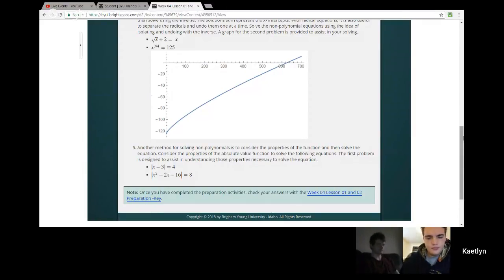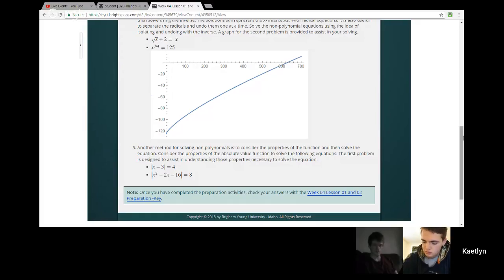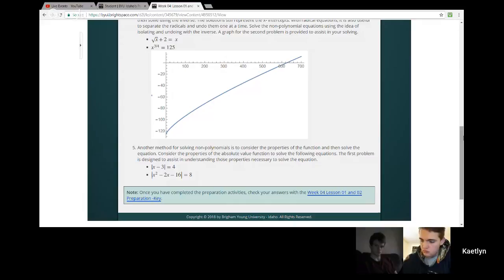so it's just the absolute value. So I just kind of get rid of those for a moment. And you go x squared minus 2x subtract 16 equals 8. So again, you want to get it equal to 0. So you're gonna subtract that 8 over, and you'll subtract it from the 16. So you're gonna end up with x squared minus 2x minus 24.